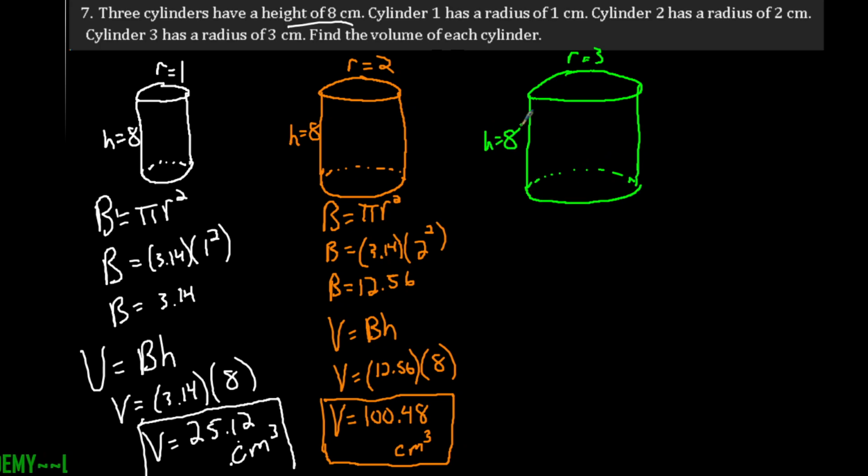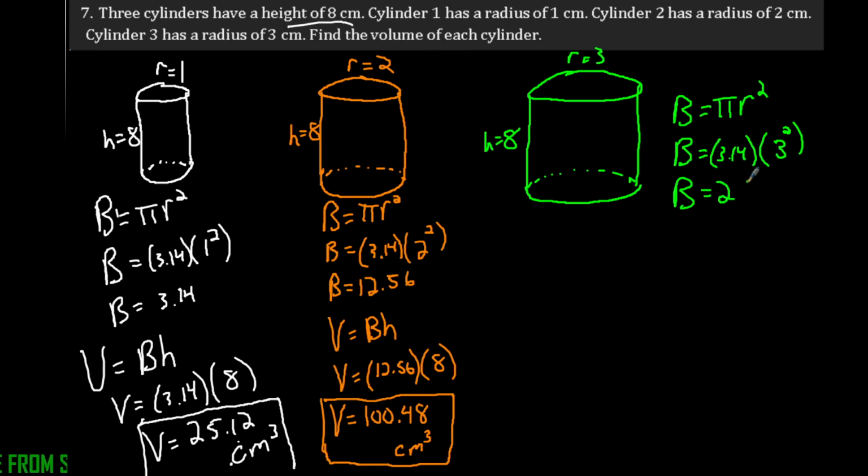However, its height is still 8 because that's each of the heights. So we're going to say the area of this base is still circular, so we're going to find the area of a circle. So big B is equal to 3.14 times 3 squared this time. So we have 3.14 times 9, which is going to be equal to 28.26. So that's going to be the area of the base.